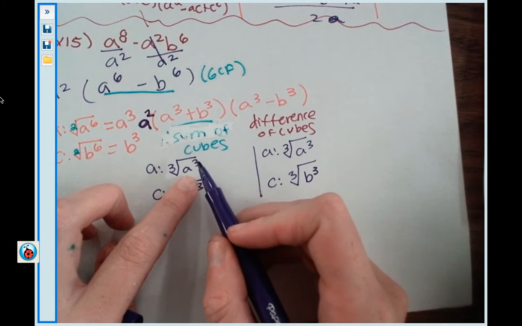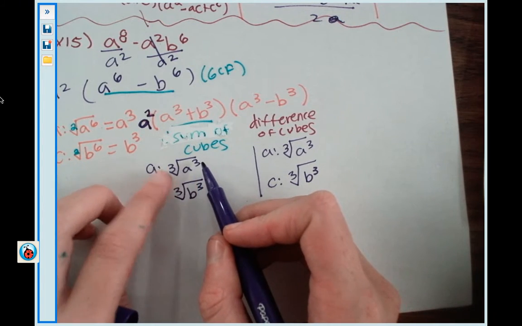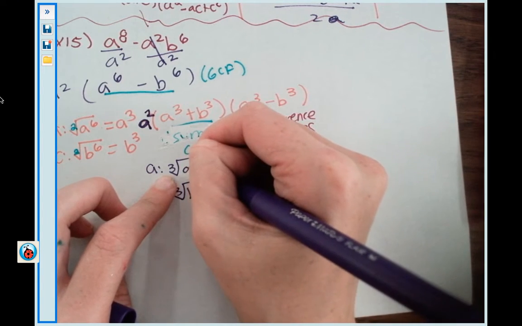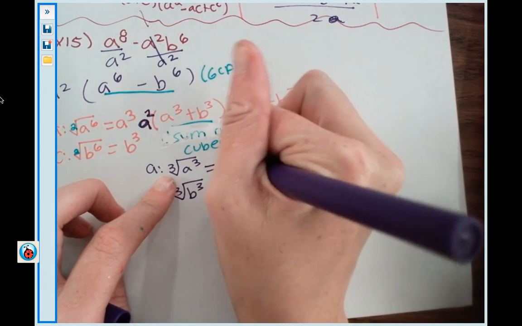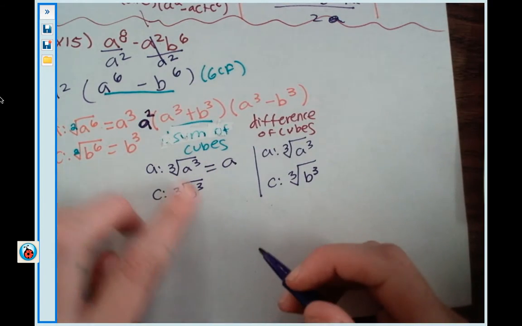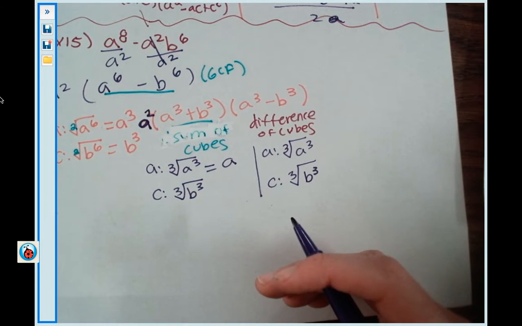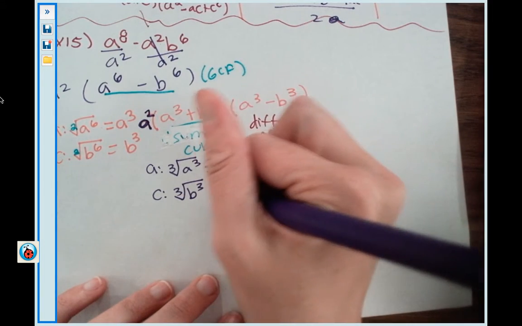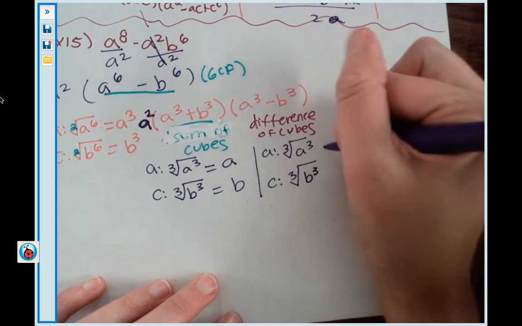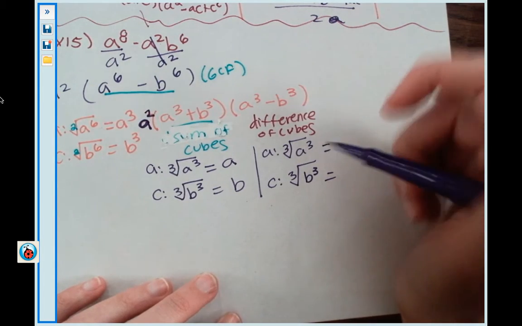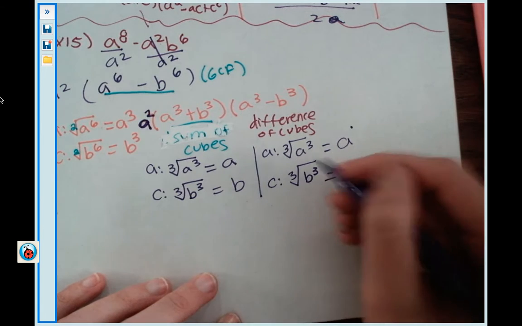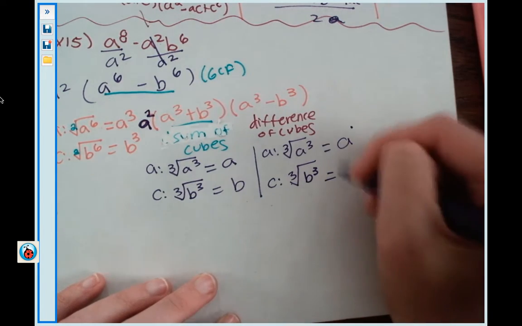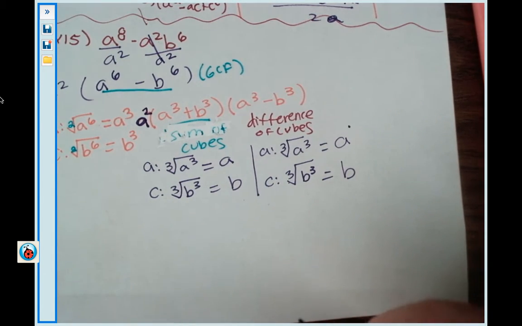So remember, when we have variables with exponents, we divide by the index. So 3 divided by 3 will give me a 1. So this is A to the first, or just A. And again, 3 divided by 3 is 1, so this is B to the first, or just B. Same thing over here, you guys. 3 divided by 3 is 1, so it's A to the first, or just A. And 3 divided by 3 is 1, so this is B to the first, or just B.